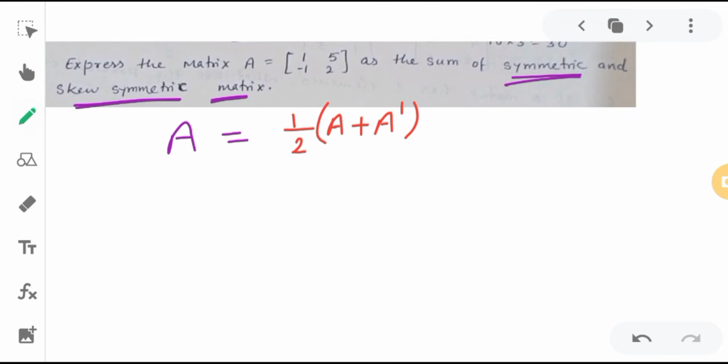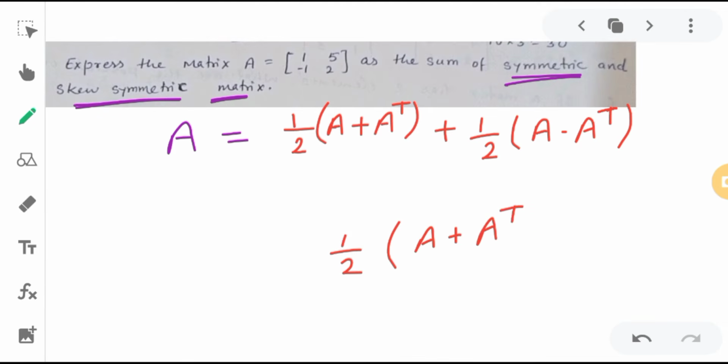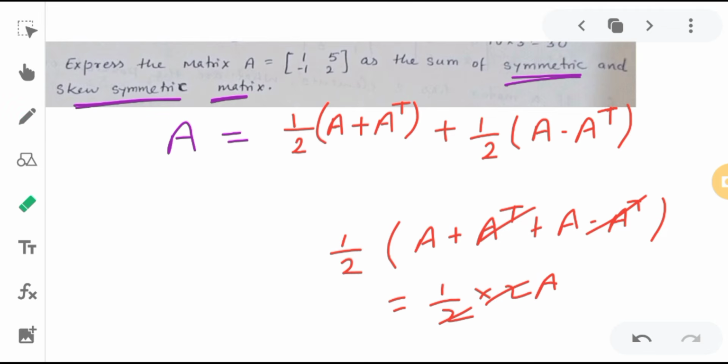So first I will write, then I will explain. A, I will write as half of A plus A transpose, plus half of A minus A transpose. When you expand the right side, it will be half of A plus A transpose plus A minus A transpose. The A transpose cancels, half into 2A, so this is nothing but A. So the left side and right side are both the same.